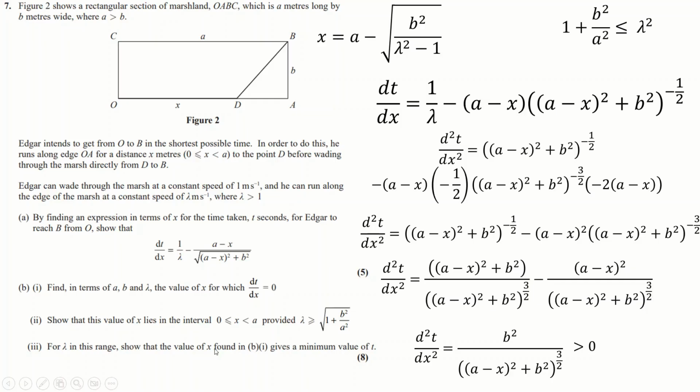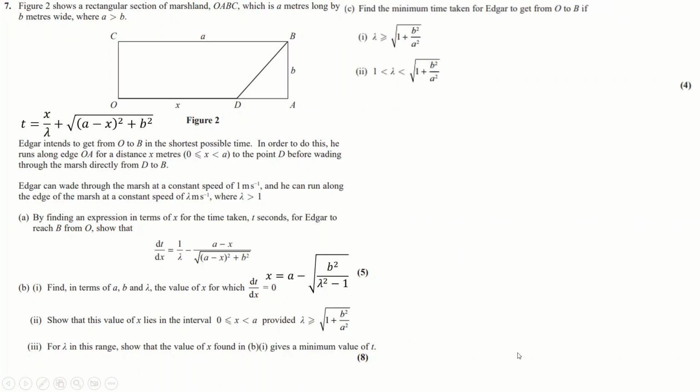So, a bit of a misleading question, I thought, because you didn't use this value of x. It's kind of irrelevant, unless I'm missing something. It's just bigger than 0 anyway, so yeah, kind of weird. Anyway, question number C, find the minimum time taken.